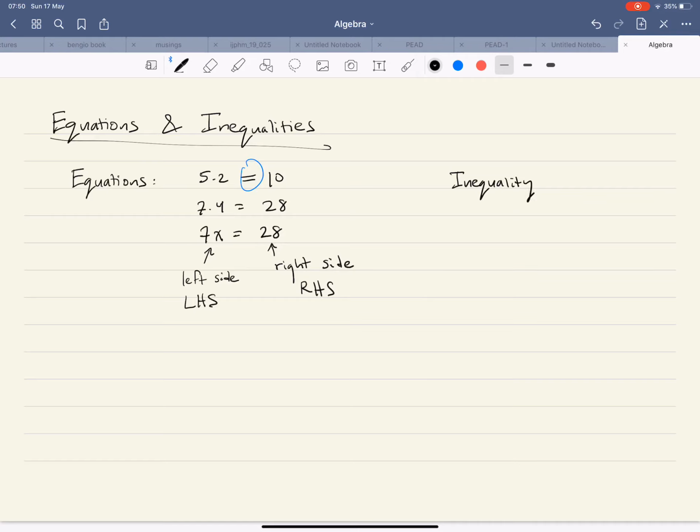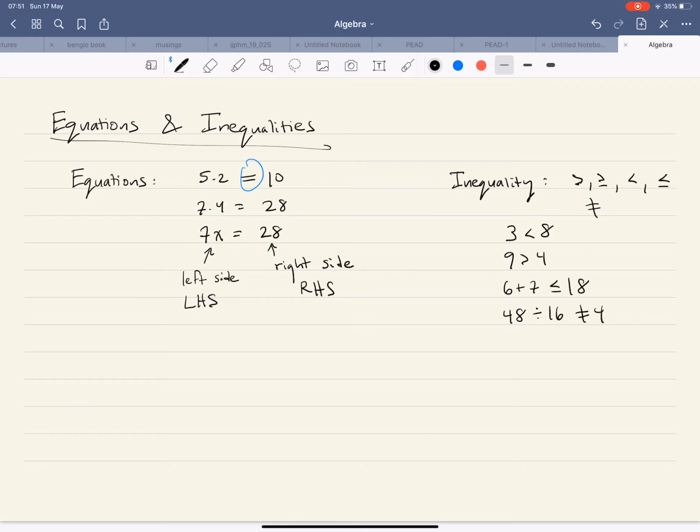Okay, and an inequality just uses inequality symbols, right? So this could be like greater than or equal, less than or equal, or not equal, right? So some examples of this would be like 3 is less than 8, 9 is greater than 4, 6 plus 7 is less than or equal to 18, 48 divided by 16 does not equal 4, okay?